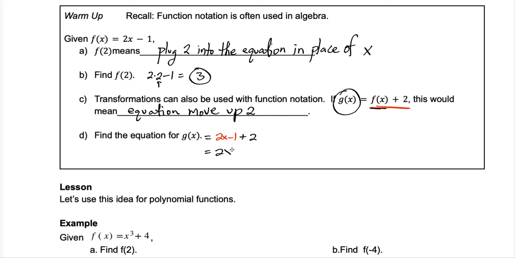So what would this become? g of x would become 2x plus 1. Are we okay with that? Basically I just combine the two regular numbers together.